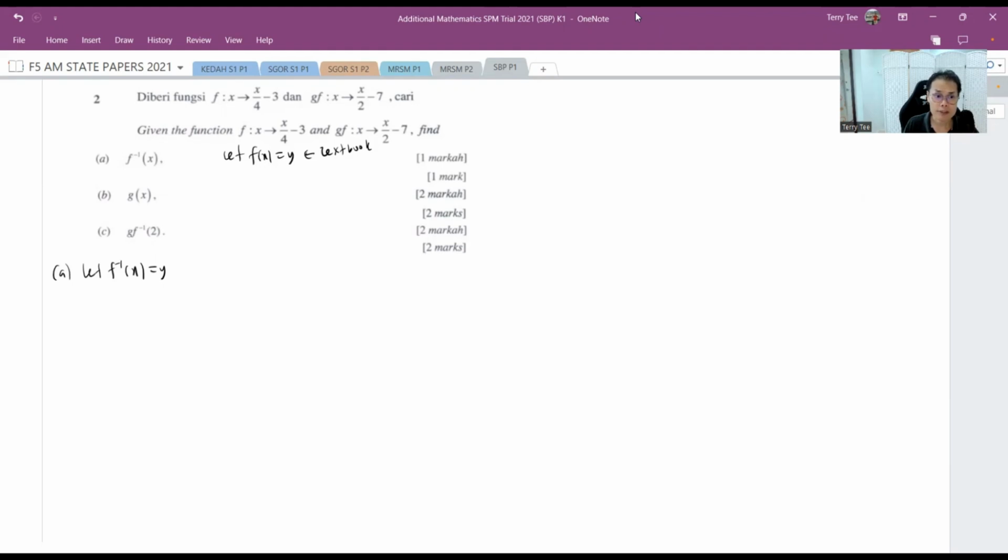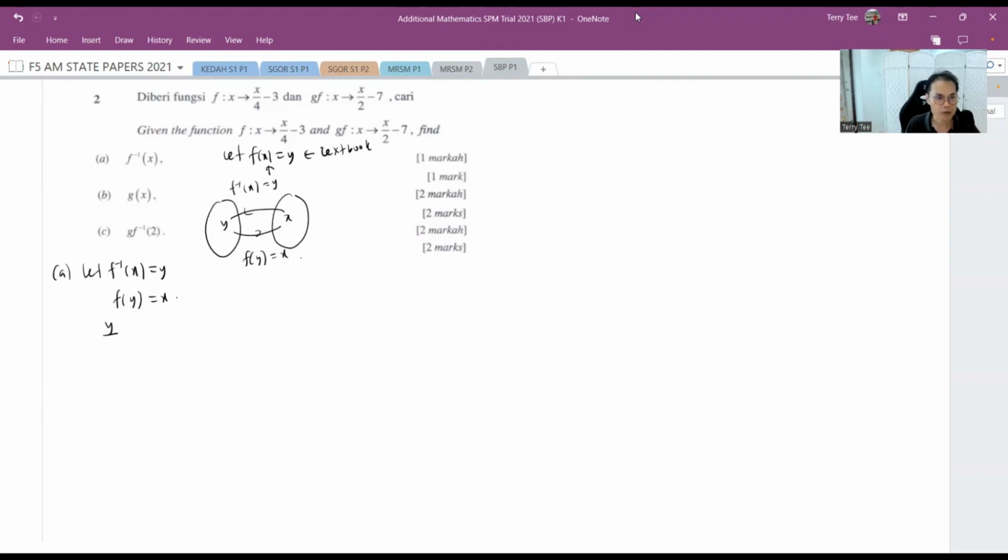For the differences, in this one we're making y the subject, in this one you're making x the subject. Okay, so when you let f inverse x equal to y, it actually works like this. We start from x, we go backwards, you end up at y. So x is your object, y is your image. But when you interchange it, we start from y, we go forward. y is your object, x is your image. So I'm going to interchange this and write f(y) equals x. Now we know f(x) is x over 4 minus 3.